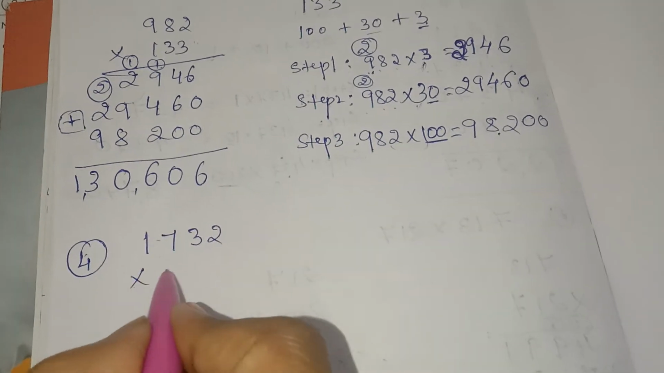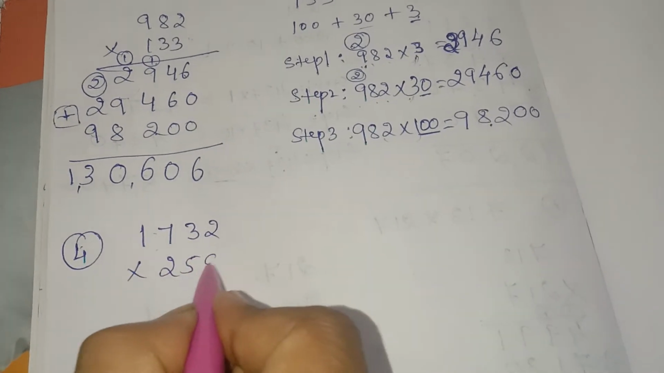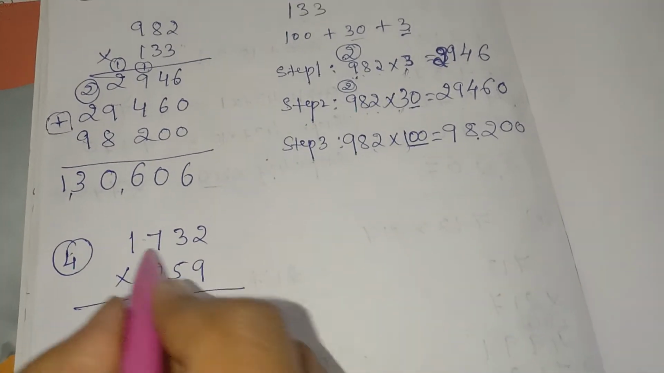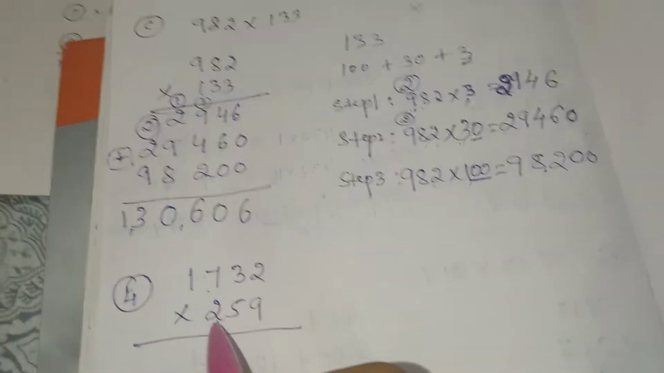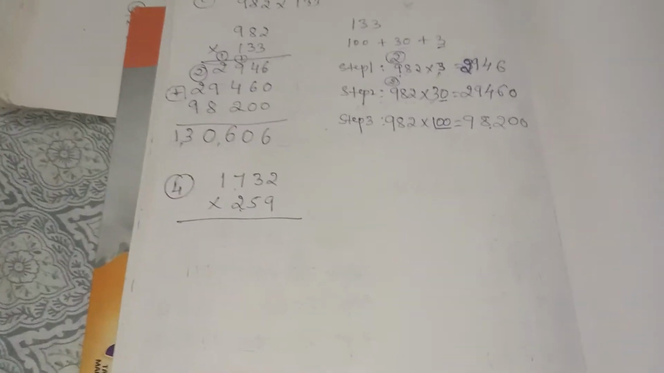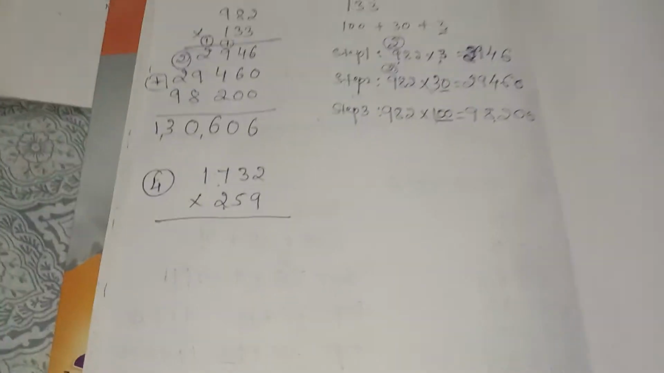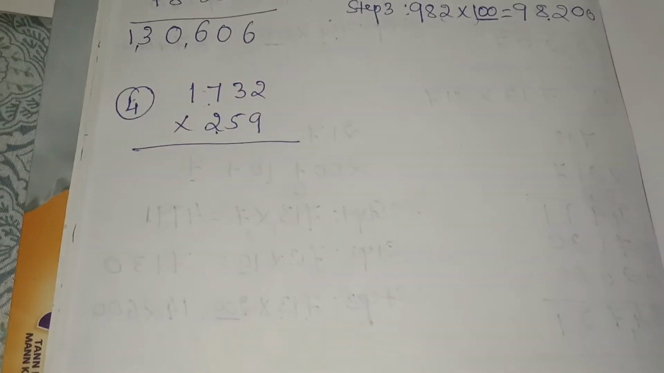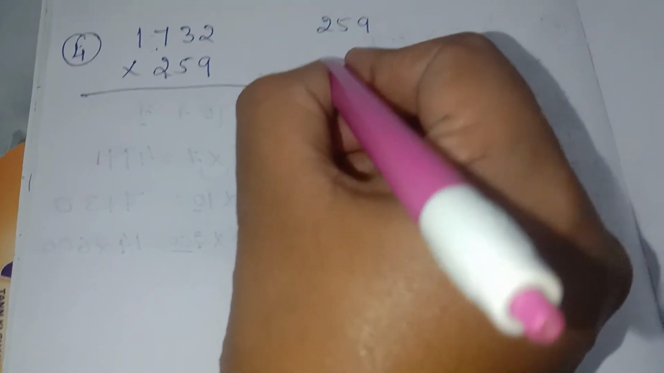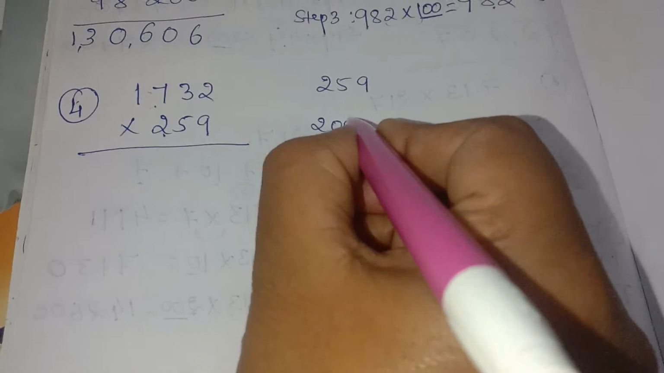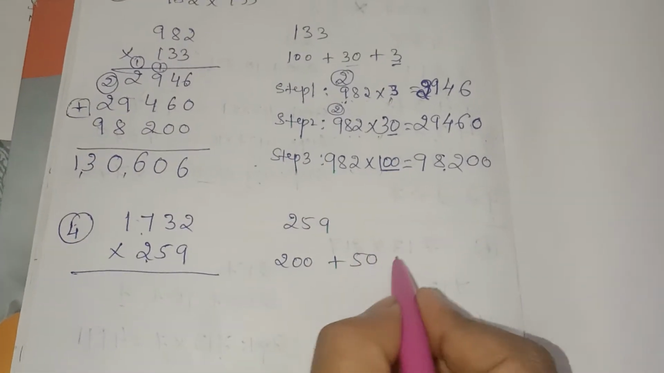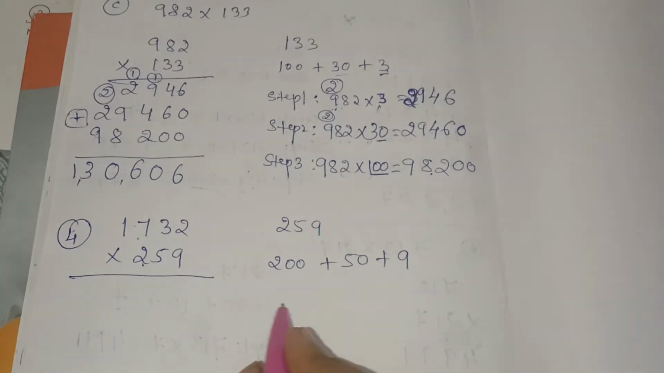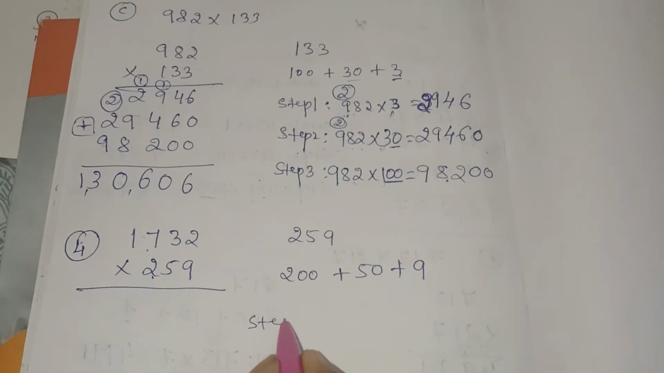Fourth one. 1732 into 259. See here. Here the 4-digit and a 3-digit number is there. Yes. Here we have 3 steps. Again we have 3 steps. The 259 can be written as 200 plus 50 plus 9, isn't it? Yes. Now step 1.